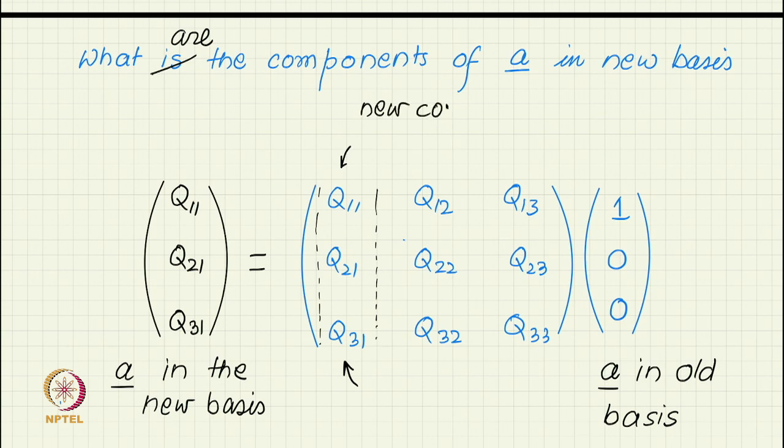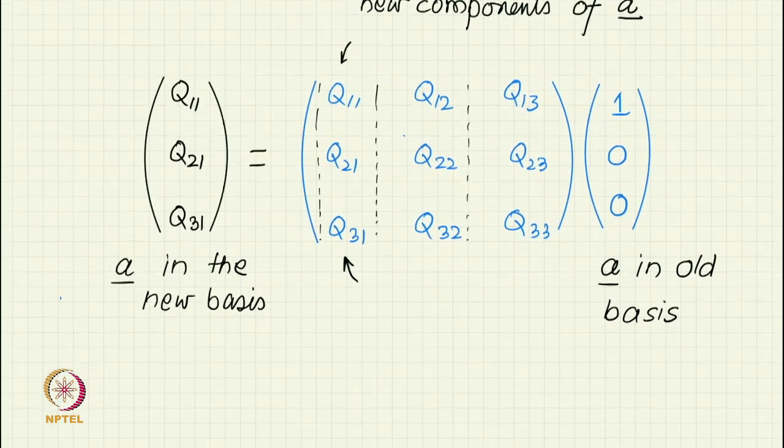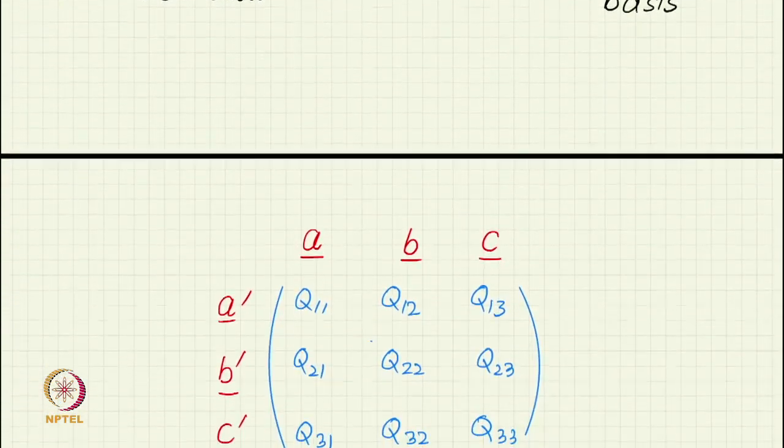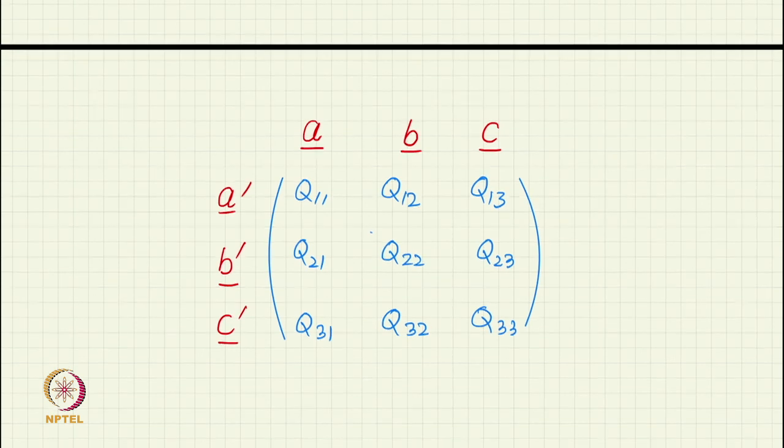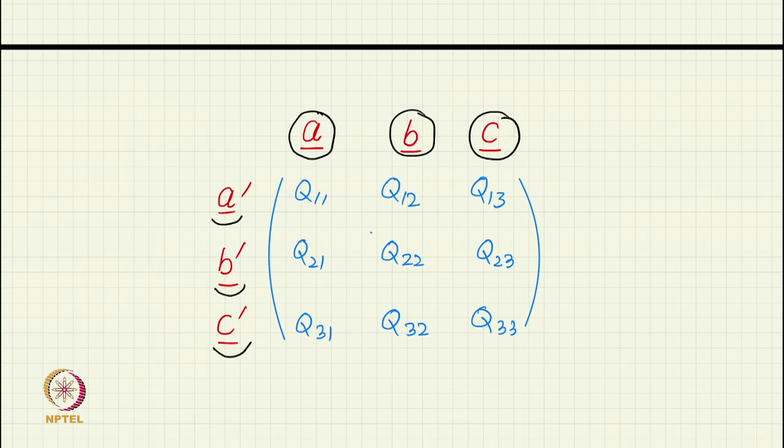So, new components of A. Similarly, the second column will be, if we multiply by 0 1 0, the new components of B, and the third column will be the new components of C. So, we have found an algorithm by which we can write the matrix Q by looking at what the components of A, B and C are in terms of the newer basis vectors A prime, B prime and C prime.